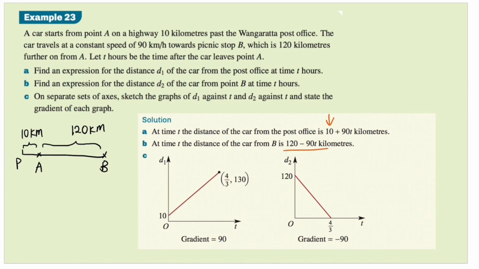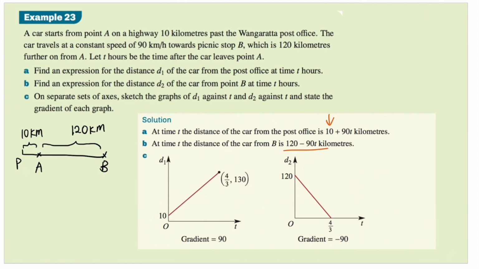Question C. On separate sets of axes, sketch the graphs of d1 against t and d2 against t and state the gradient of each graph. Plotting the graph isn't difficult. We just need to make sure we correctly label the starting and end points. And identifying the correct gradient is also really important.